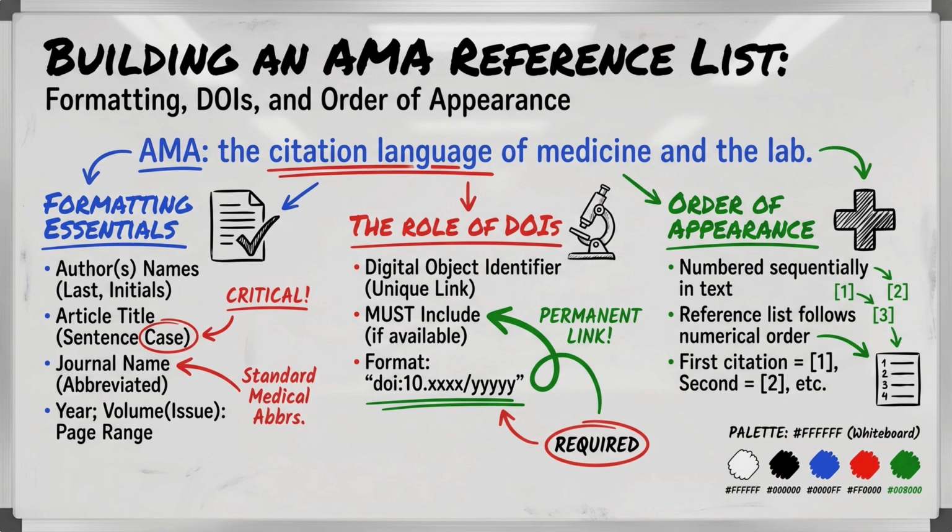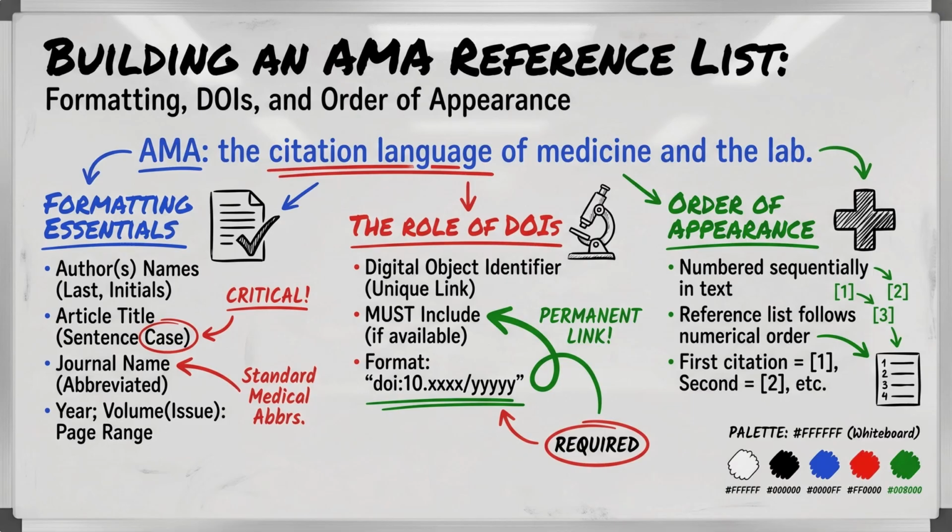Welcome to our session on building an AMA reference list, a critical skill for any histotechnologist. We'll dive into formatting, DOIs, and especially the order of appearance, which is often misunderstood. Getting this right isn't just about academic compliance. It's about ensuring the credibility and verifiability of your work in a field where precision is paramount.